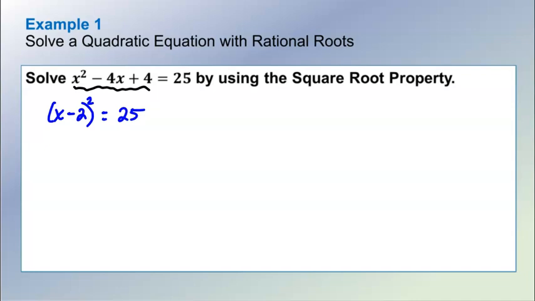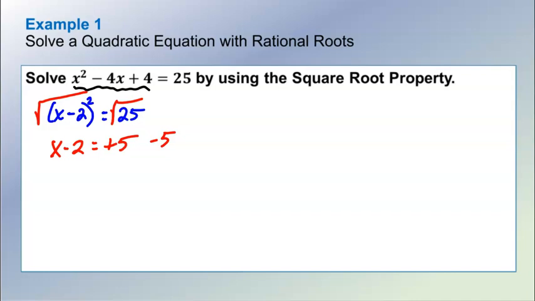Once we've factored the trinomial on the left, all we have to do is solve for x by undoing the square. When you undo a square, you find the square root of both sides. So that's going to give me x minus 2, because the radical undoes the exponent. They are inverses of each other. The square root of 25 is a positive 5 and a negative 5. Remember, when you find a square root of a number, you have a positive and a negative root.